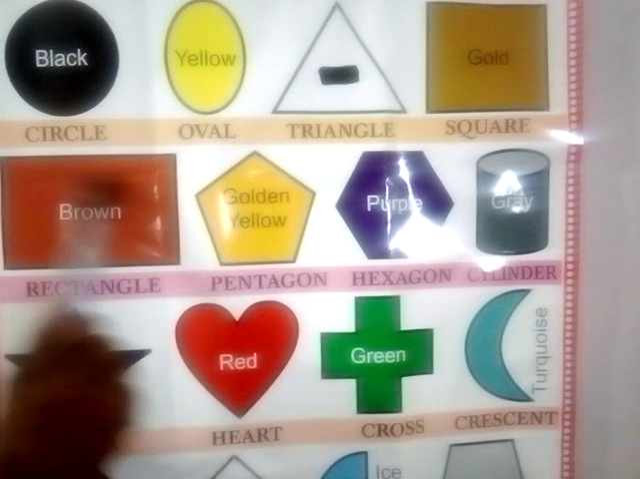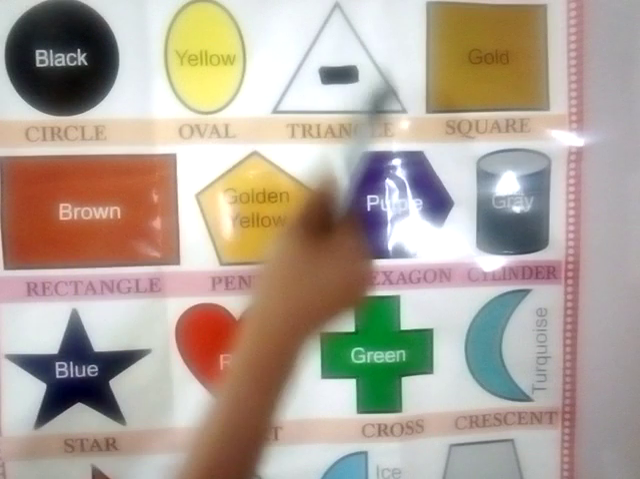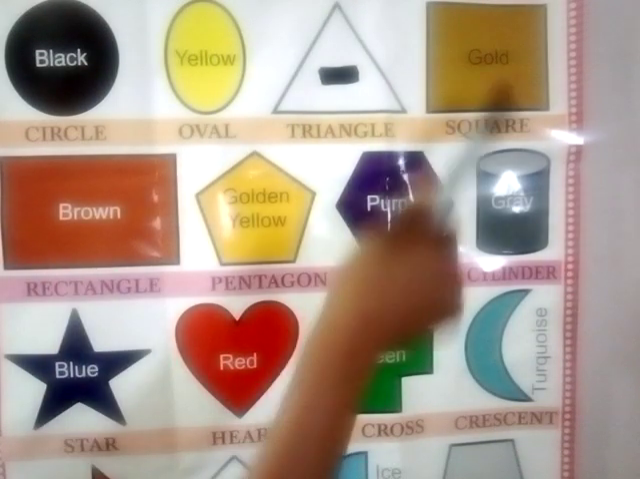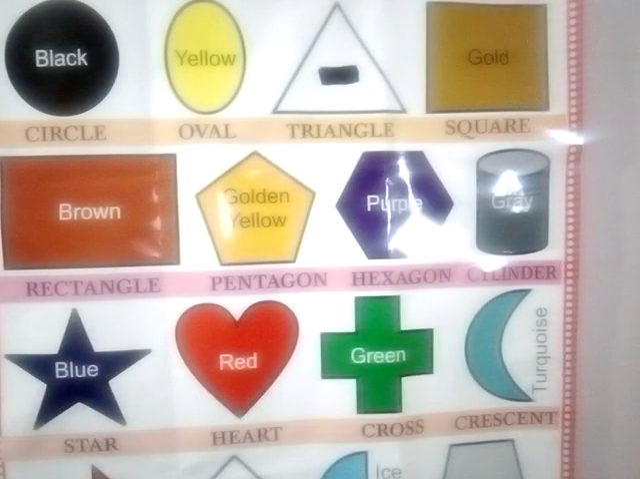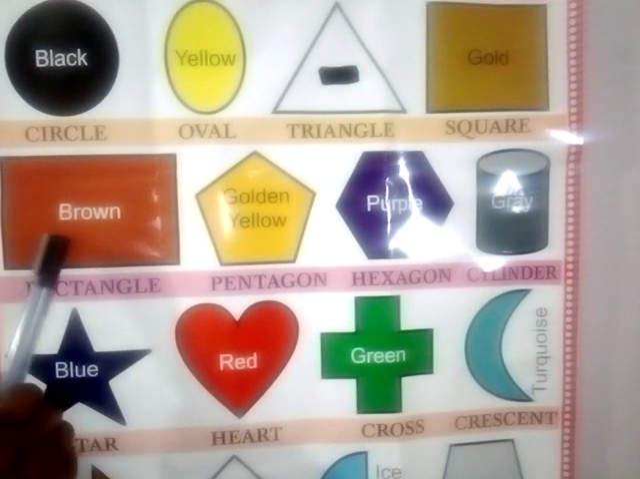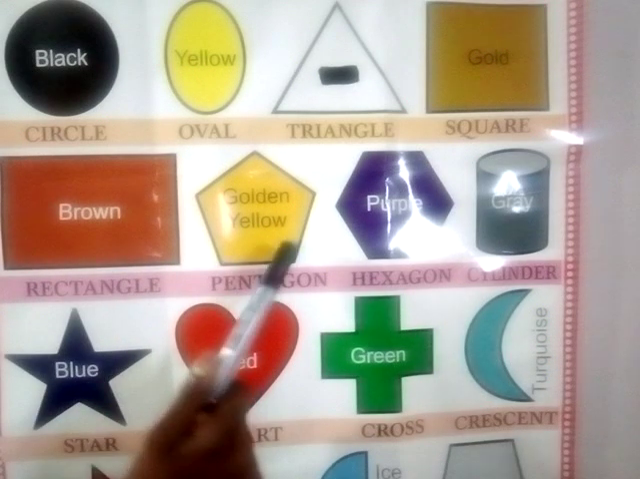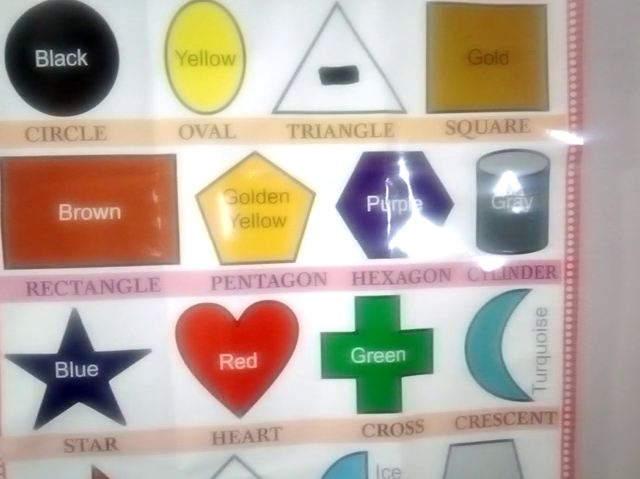Next is brown. So here you can say this is yellow oval, this is white triangle, this is gold square, brown rectangle. Brown, this is color brown, right? And the next color we have here is golden yellow.